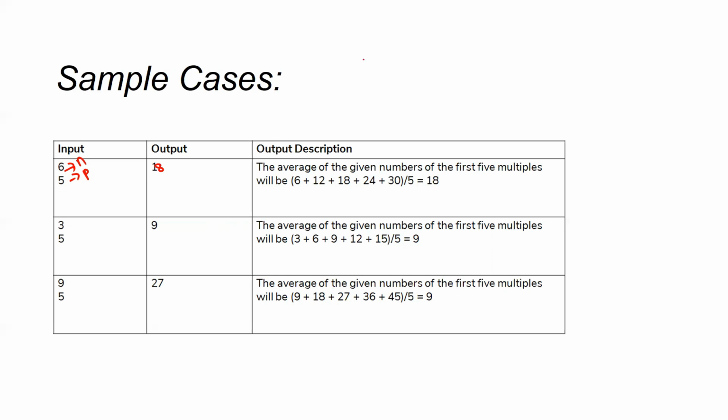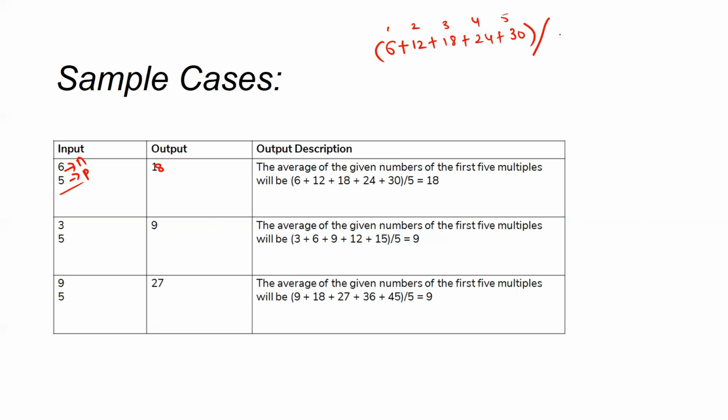So we have to find the sum of the first p multiples. This is the first multiple, 6. The second multiple is 12, the third multiple is 18, the fourth multiple is 24, and the fifth multiple is 30. We'll go on till the first p multiples, and since they're not asking for the sum but the average, we have to divide the sum of these p multiples by p.